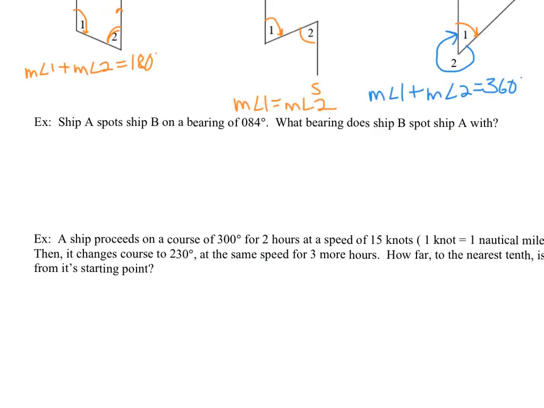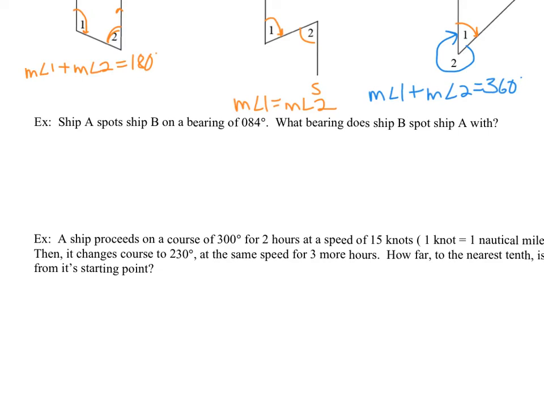Okay, let's put this to the test. What we're going to do today is just work on creating pictures from the given information. And then we'll apply law of sines and cosines in future days to help solve. Our first example: ship A spots ship B on a bearing of 84 degrees. What bearing will B spot A with? So we're just going to kind of work backwards with that.